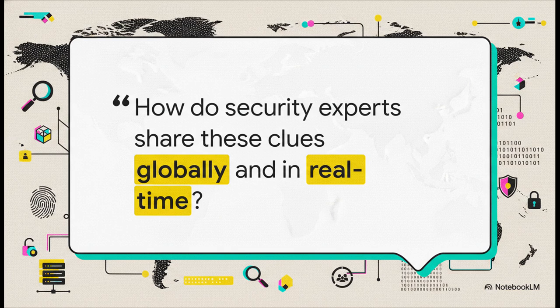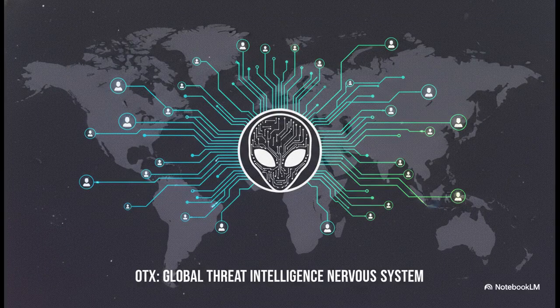So that brings up a really crucial question. How do security experts all over the world share these clues with each other, like, instantly? Well, the answer is collaboration. They use these incredible platforms, and one of the biggest is AlienVault's Open Threat Exchange, which everybody just calls OTX. You can think of it as the central nervous system for the good guys fighting cybercrime.